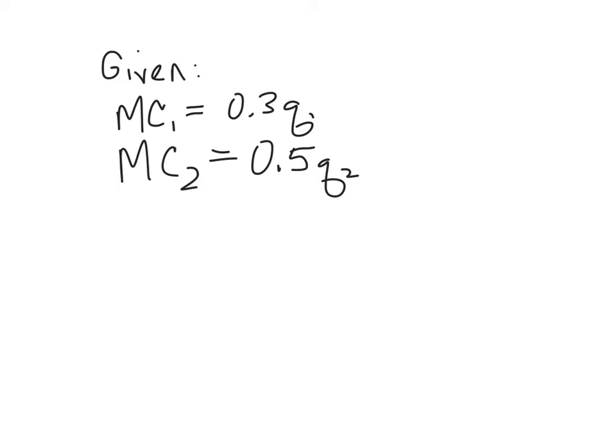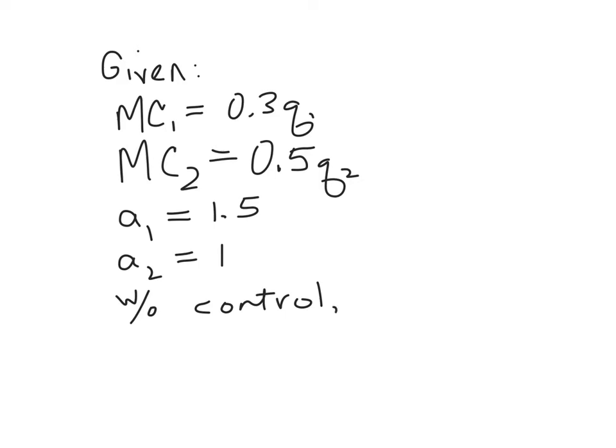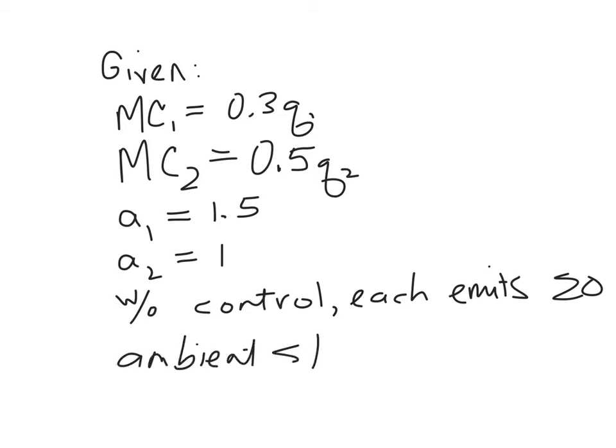All right, and then we also know a few other things. We know the transfer coefficient A1 is 1.5. We know the transfer coefficient for 2 is 1. And then we also know that without control, each emits 20. And what else do we know? We know the ambient standard is 12 parts per million. So that's our target. Well, where do we go?